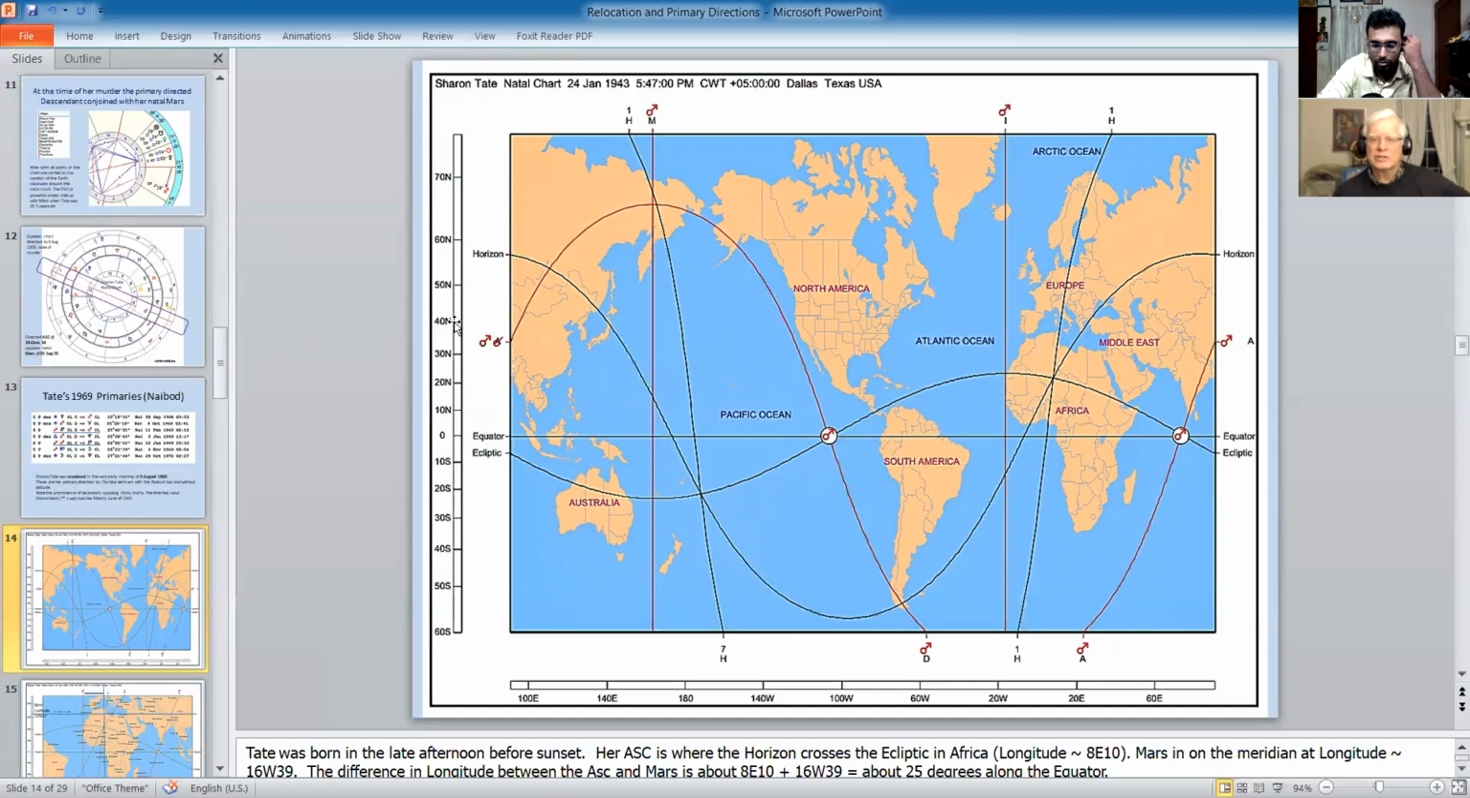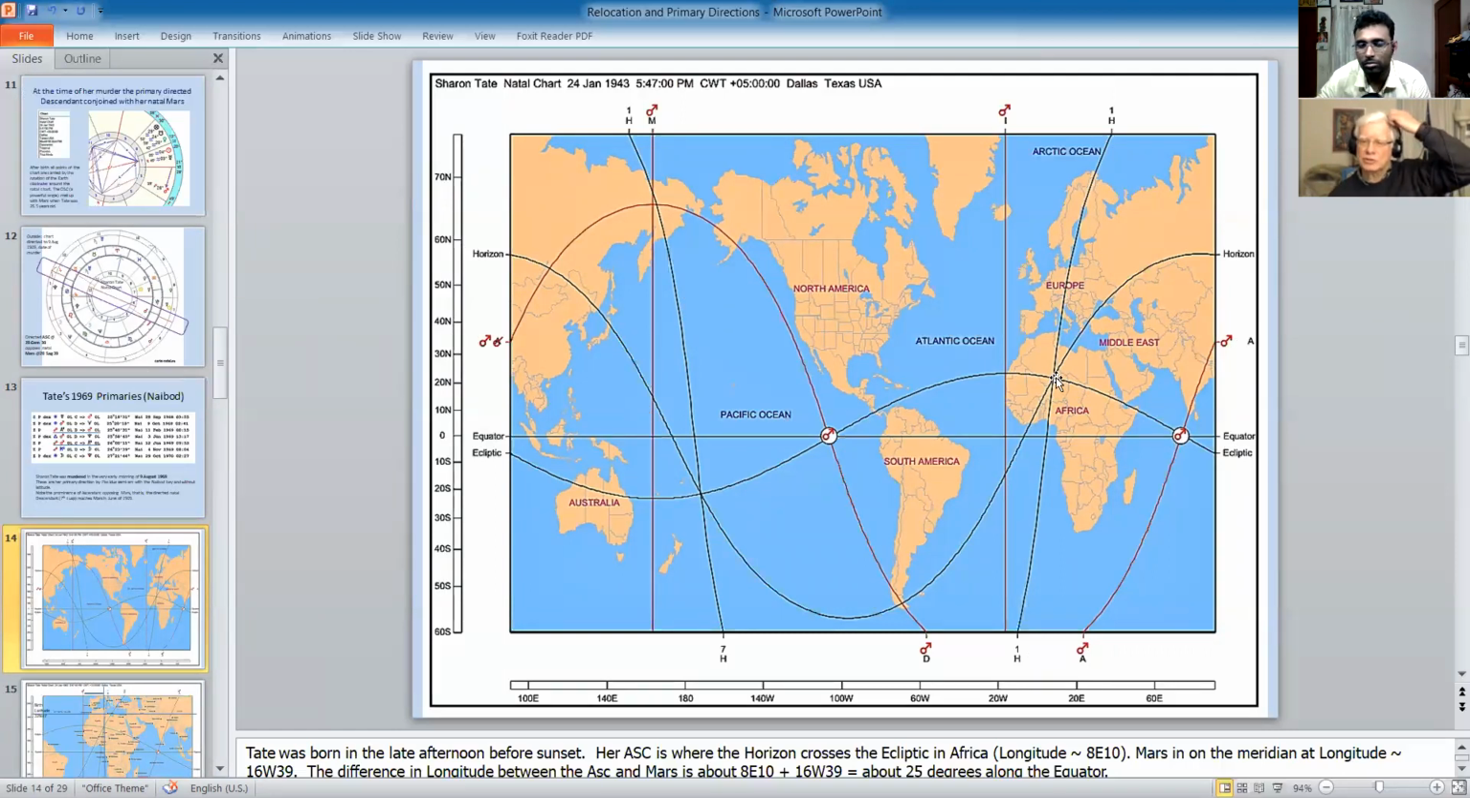So that her ascendant is way across the world in Africa. Her horizon is here. This line is her horizon line. Her horizon goes to North Africa here. This is the first house cusp, and it varies depending on the latitude of her birth. So it's this curved line. And the ascendant is the point where the horizon crosses the ecliptic. As you can see, the ecliptic is going here through Africa. Her horizon is also going through Africa. This point here is her ascendant. Right there. That's where her ascendant is.